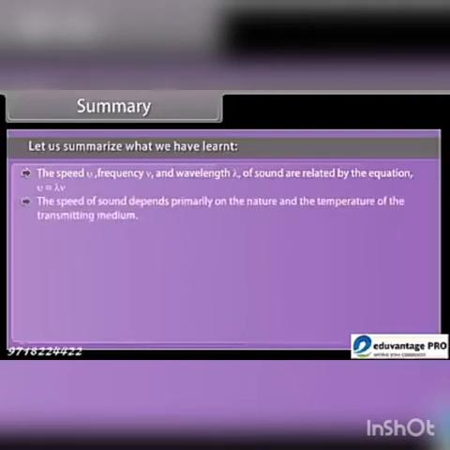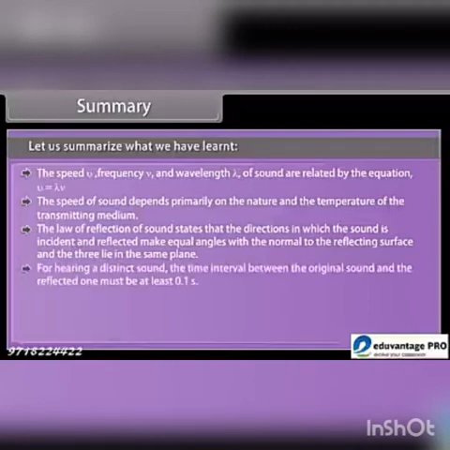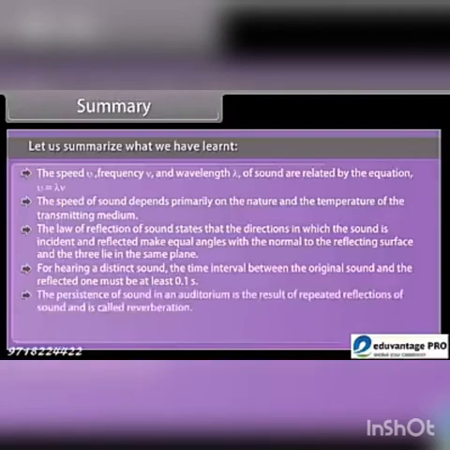The speed of sound depends primarily on the nature and the temperature of the transmitting medium. The law of reflection of sound states that the directions in which the sound is incident and reflected make equal angles with the normal to the reflecting surface, and the three lie in the same plane. For hearing a distinct sound, the time interval between the original sound and the reflected one must be at least 0.1 second.